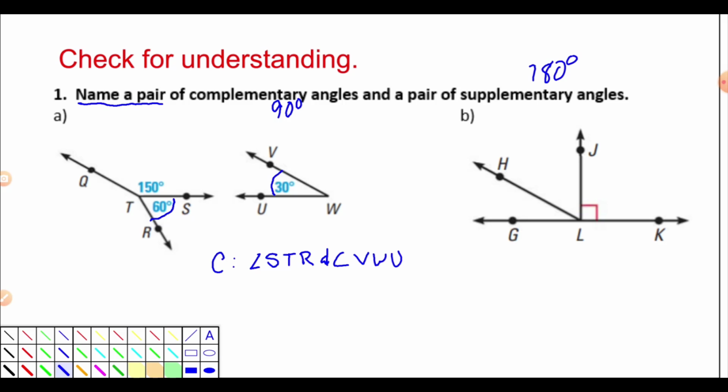Those are both complementary angles. They're both going to add up to 90. So if I wanted to write it out, these will add up to 90 degrees. And we already see that, 160, 130.